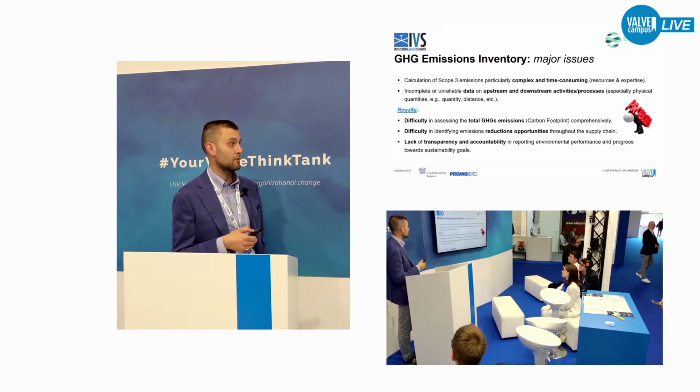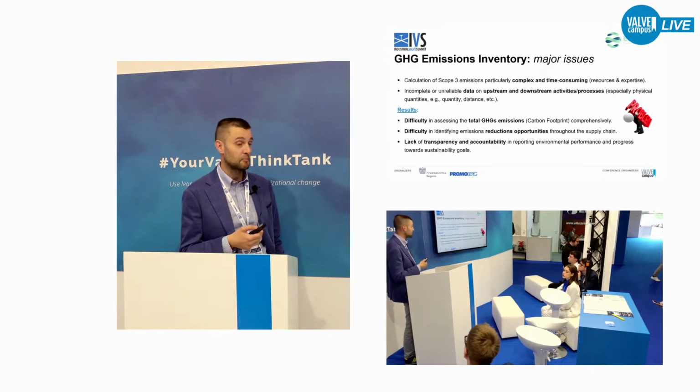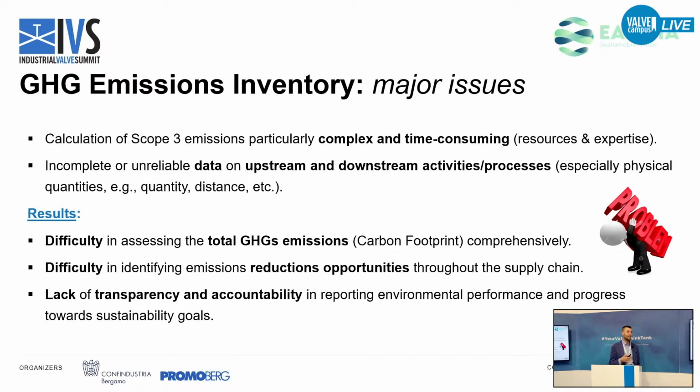So the calculation of Scope 3 emissions is particularly complex and time-consuming because a company has to make contact with final users in the case of downstream activities, or suppliers in the case of upstream. We can have incomplete or unreliable data on upstream and downstream activities, because the availability of this data is not always the best, and collection is not always done in the most accurate ways, especially as it concerns the physical quantities, the mass, the distance, and so on.